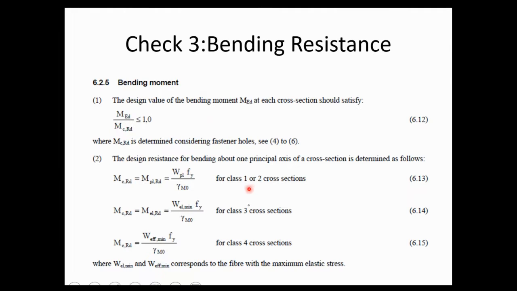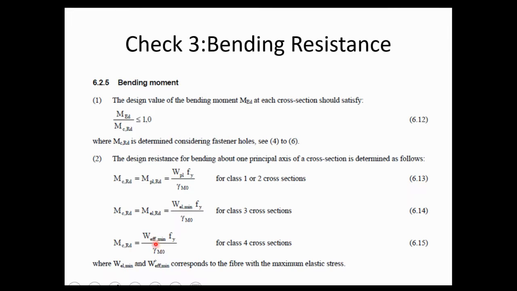On the bottom line here, the design resistance all depends on the classification of the section, as I explained earlier on. If we can develop full plasticity, it's a class one or class two section, therefore we can use the plastic bending moment capacity, which is your plastic modulus times your yield strength, divided by the partial safety factor, which is just one in this case. If it's a class three section, we said it can just get up to its yield. So instead of using the plastic modulus, we're going to use the elastic modulus and work out the elastic moment. So it's the elastic modulus multiplied by the material's yield strength, divided by the partial factor of safety. That's equation 6.14. And if we can't even achieve that yield, because we're going to get local buckling in the elastic range, then we have to work out what an effective value is.